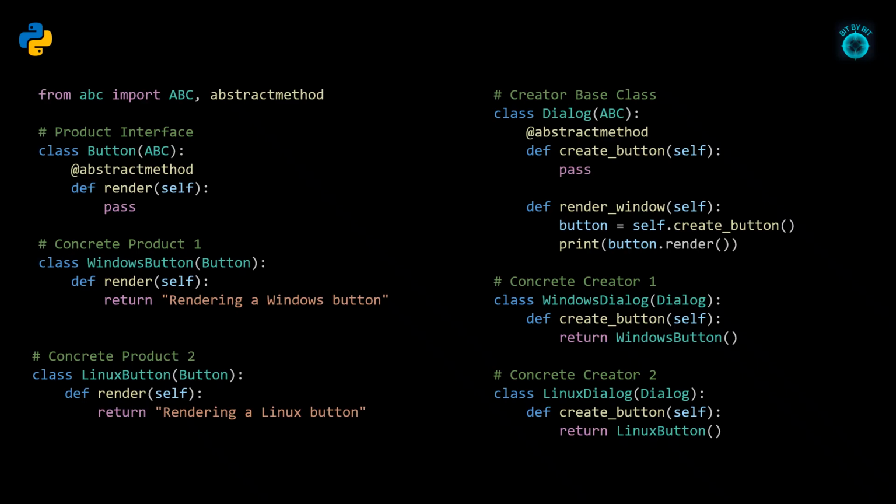We then define two subclasses of Dialog. WindowsDialog returns a WindowsButton, and LinuxDialog returns a LinuxButton.